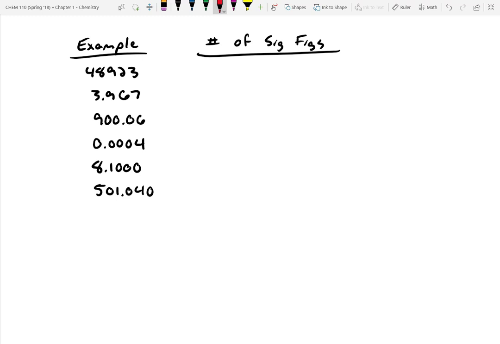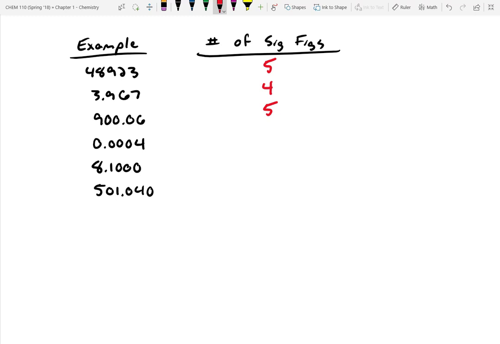5, right? They're all non-zero, so we want to count all of them, so I'll just go ahead and say 5. All right, what about number 2? There's a decimal. Yep, we still count them all. They're all non-zero, right? So we'd say 4. All right, what about the next one? 5. Why do we count the zeros? Because they're in between non-zero numbers, right? So we would again say 5.